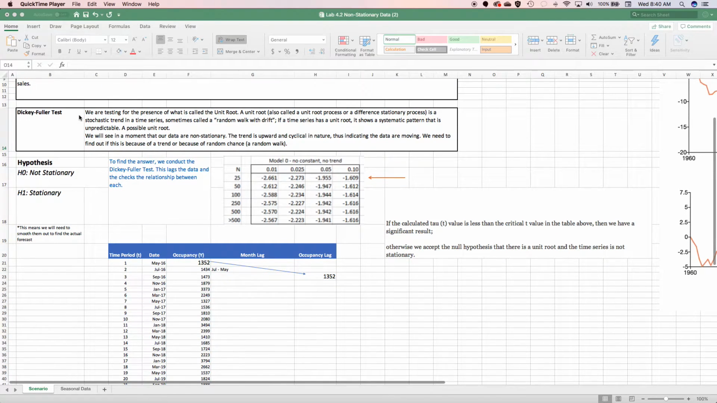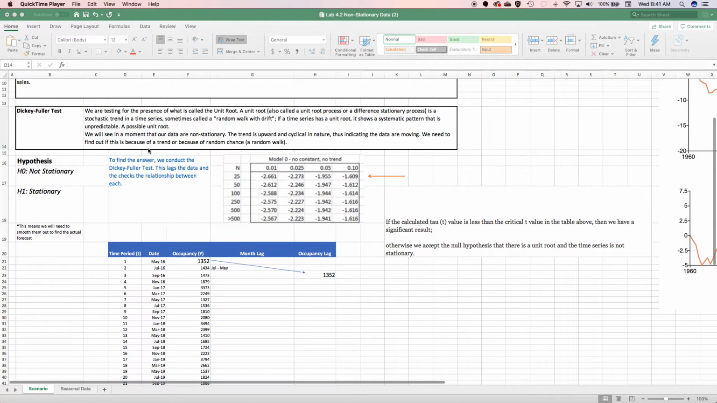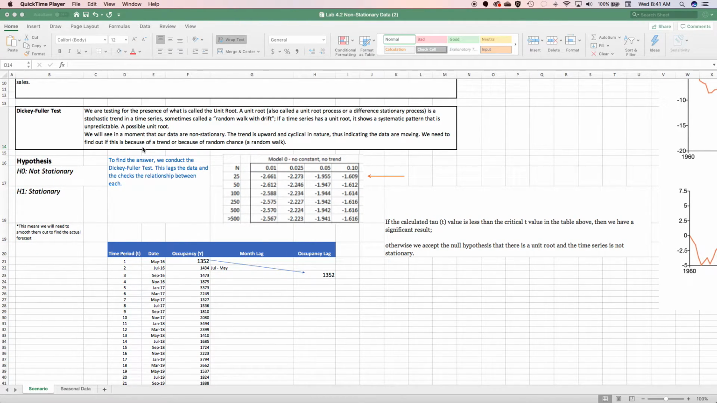Okay. So to test that, we're going to use the Dickey-Fuller test to test for the presence of the unit root. All right. And I explained this part to you, so I'll let you read that on your own. But basically what we're looking for is a non-stationary process.